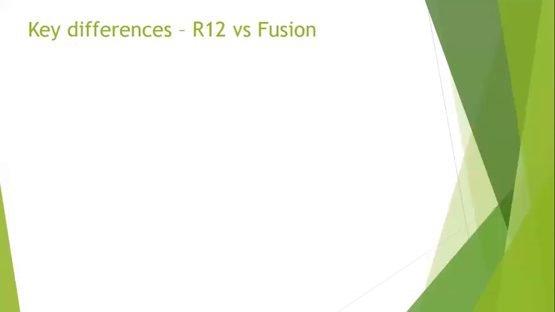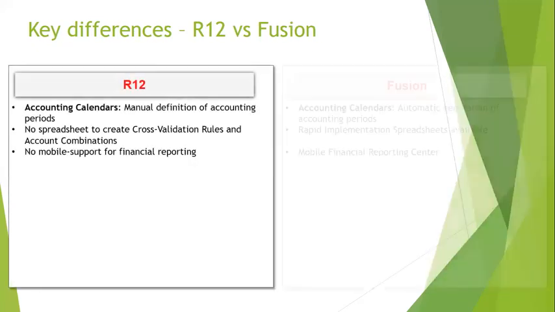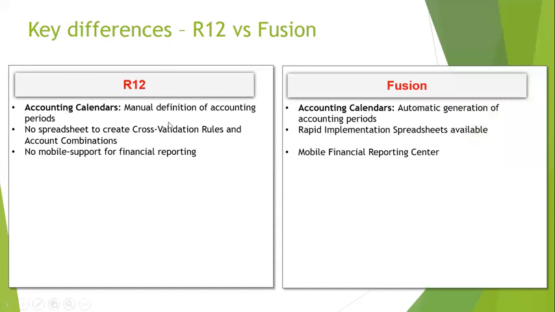Right. So let us proceed with the next slide. Accounting calendar. When you're defining the accounting calendars in EBS, we need to load the periods manually. If we are done with 2018, we need to create 2019 and create the periods manually. Whereas in Fusion, there is a single button called Add Year. If you click on that, the system will automatically generate the periods.